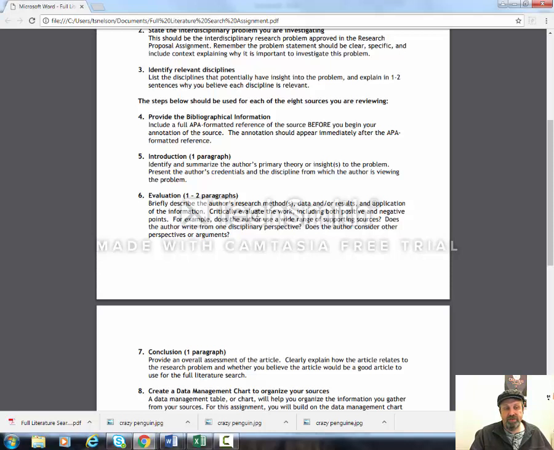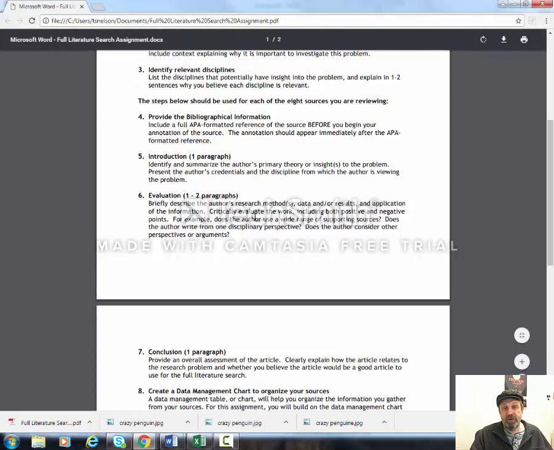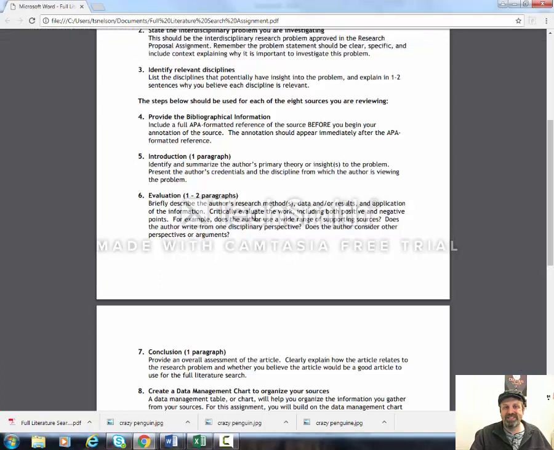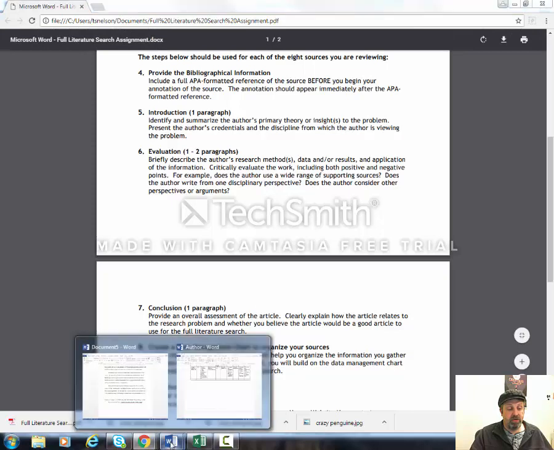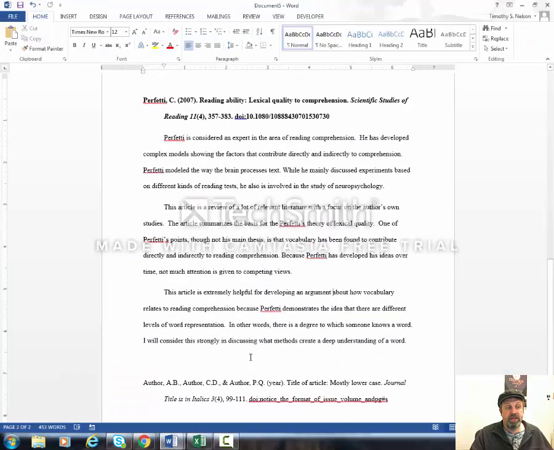You're also doing what it's calling critical evaluation. Critical doesn't mean you're criticizing, but it means you're thinking about it critically, thinking about what the limits of it are. Do they consider other perspectives and discuss those things and so forth? And then the conclusion is really an overall assessment, particularly in terms of how it relates to your discussion in your paper. Okay, so let's look at that in real time.